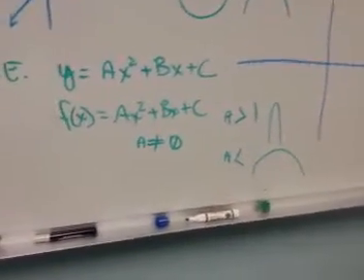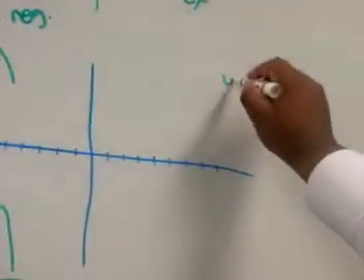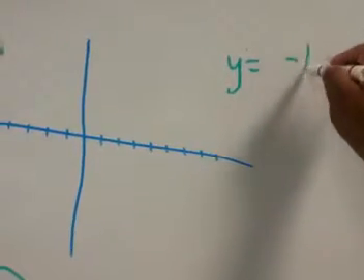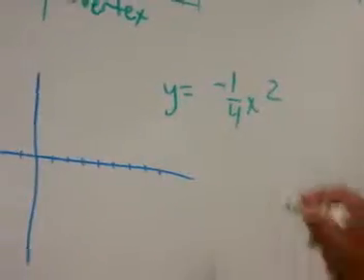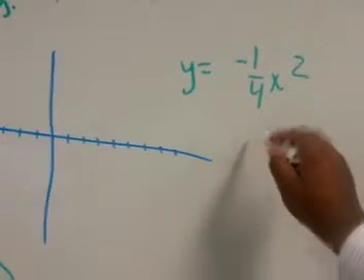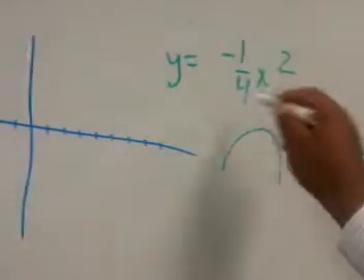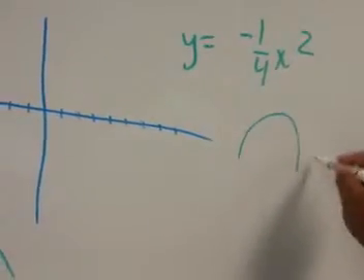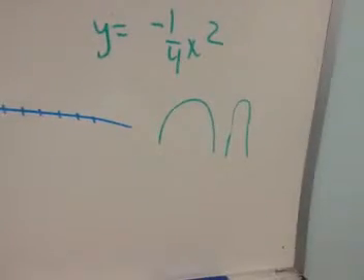So if I gave you an example, I need you to graph y equals negative 1 over 4x squared, I can immediately say, okay, B is 0, C is 0, I'm not worried about that. I can immediately say, well, it's negative, so I know it's going to go like this. And it says fraction, so it's probably going to be somewhat slim.